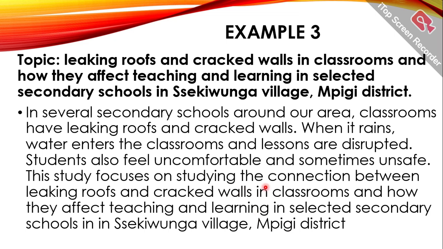So observe these. I've given you 3 ways we can present our focus. The variable here, we have the leaking roofs and cracked walls. This is the independent variable, which is going to affect the teaching and learning in the selected secondary schools. Thank you so much for that.